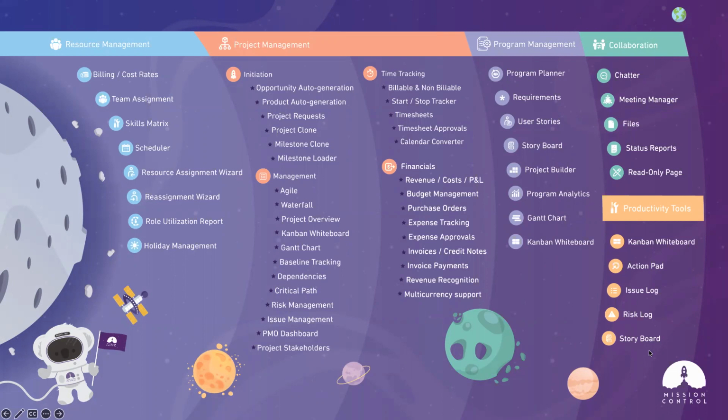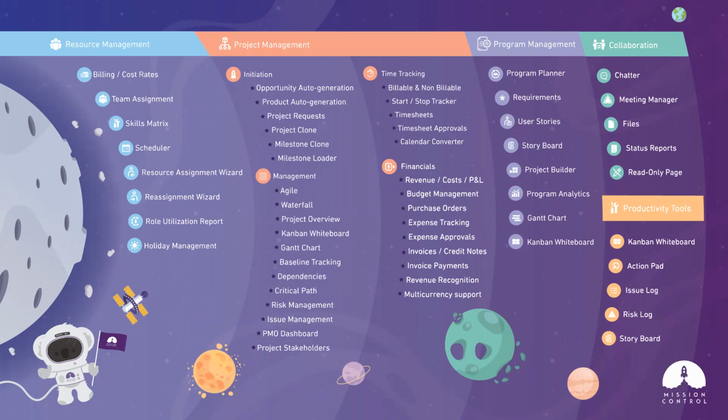And then finally, in our last row here, you've got some collaboration tools. So you're going to have access to Chatter throughout Mission Control, so you can communicate with your team members. Meeting Manager is a way where you can handle ongoing meetings, and you can actually account for time directly against the project. You can attach files to your project at any point. I mentioned the status report, but we also have a read-only page. And the key difference here is that you would share a link and you could give it to a client.